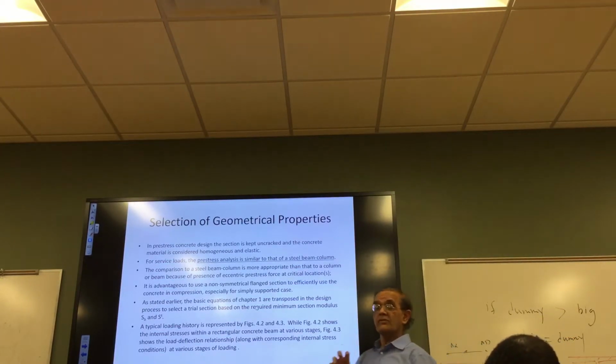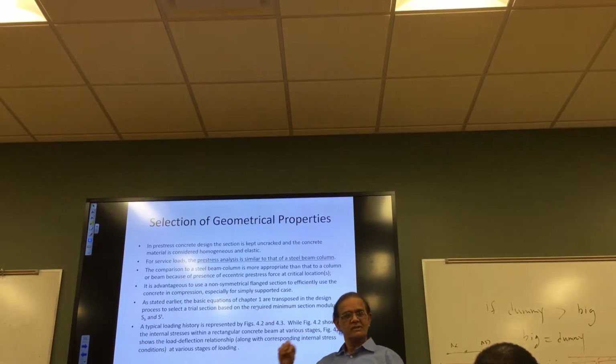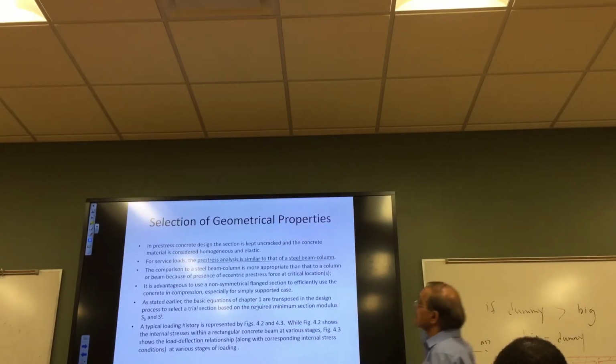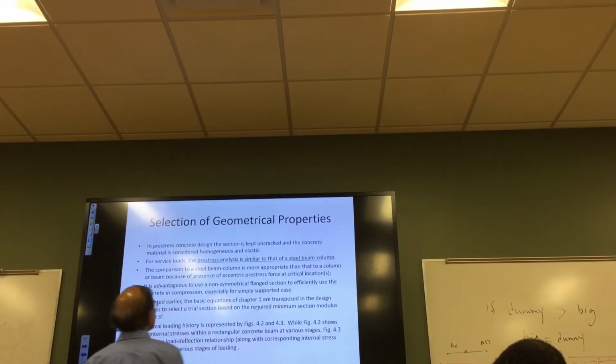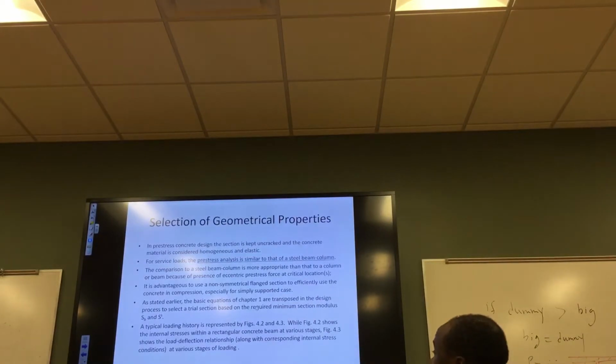What we are going to do now is change the discussion around selection. Now you're going to select the section so that the stresses are not exceeded. The allowable values are kept at every stage, stages 1, 2, and 3, and we will define what those stages are. So item number 1 is, in pre-stress concrete design, the section is kept uncracked and the concrete material is considered homogeneous and elastic. Uncracked up to service load.